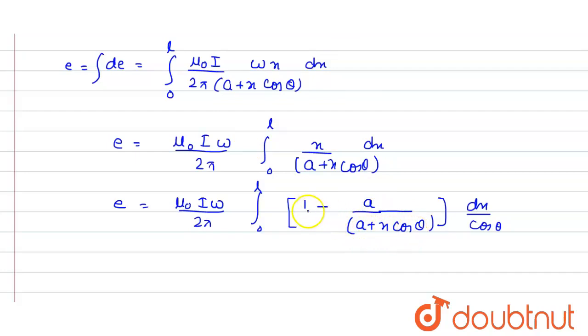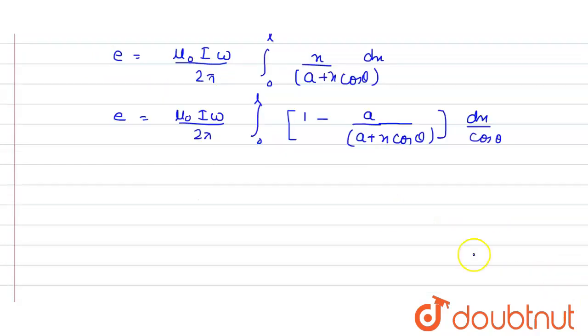Now if we multiply this with a plus x cos theta, and if we subtract a, so a would get cancelled. In the numerator it would be just x cos theta. Now if we divide it by cos theta, it would be just x, which is given in the question. Or we can say that it is in our expression, not in the question but in our expression. Now it would be an easy integration.